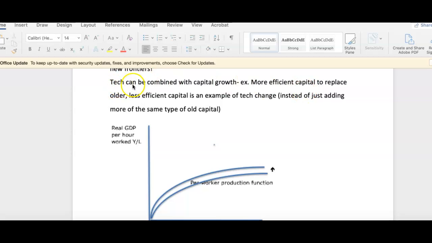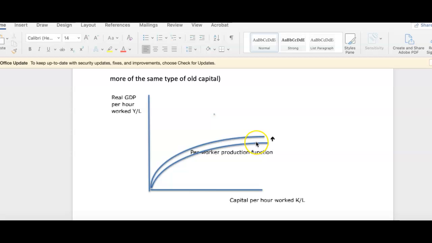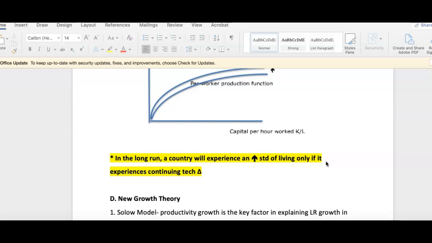So with increased technology and more efficient capital, we can raise this production function to a new higher level. And in the long run, a country will experience an increased standard of living only if it experiences continuing technological change.